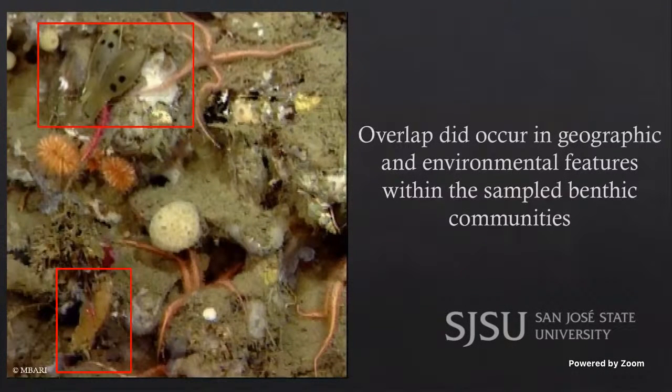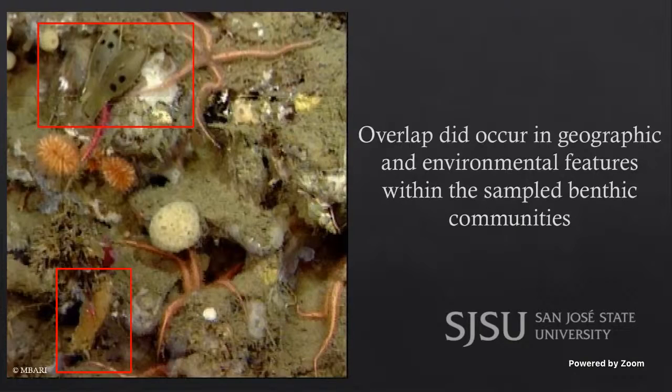And although there were differences, an overlap did occur in the geographic and environmental features within sampled benthic communities. Pictured here on the left, in the top red box are 2 P-Xaniers egg cases, and several centimeters below that is an egg case of Abronius. And on occasion, these were observed within centimeters of each other. Observations such as these support the idea that egg cases of different species and of different genera can and do co-occur within close proximity.